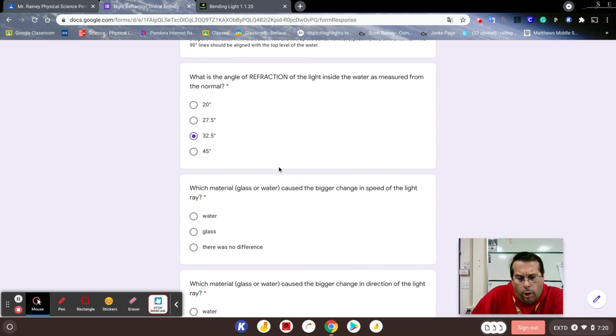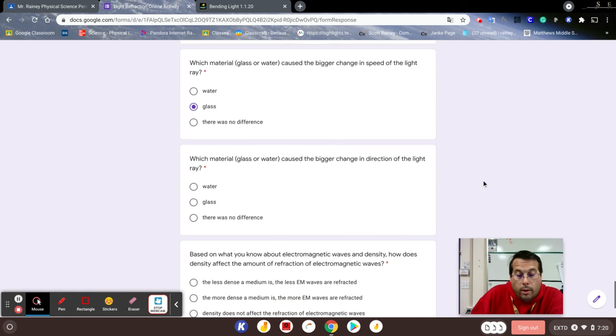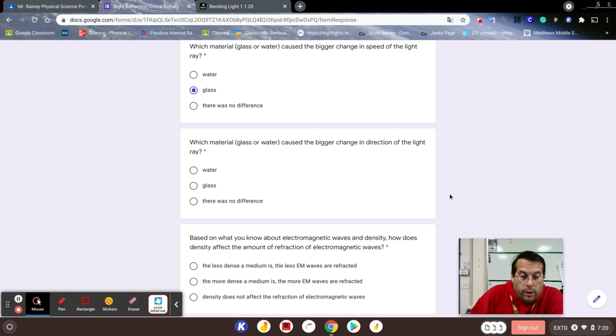Which material, glass or water, caused the biggest change in the speed of light? What we saw was that the bigger difference was between the air and the glass, because it was 45 and it went down to 27.5, whereas for water it was 45 and it went down to 32.5. The bigger difference was with the glass, which makes sense because the glass is more dense. It's going to be harder for that light to go through the glass. So which one caused the biggest change in direction of the light ray? It was the glass. That refracted it a little bit more.